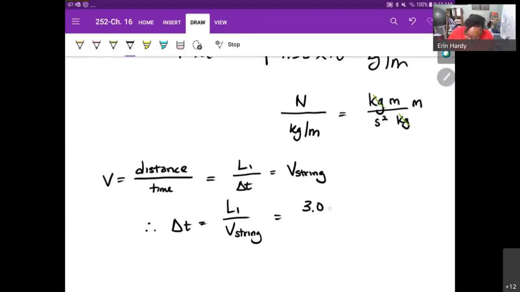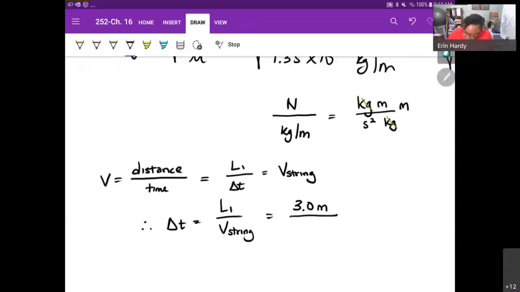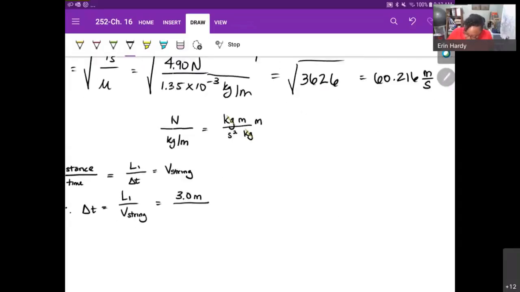L1 is only 3.0 meters. However, the entire string's mass is what we were given, so we had to consider the entire 3.7 meters to get the appropriate linear density. And let's bring this here. So we have in the denominator 60.216 meters per second. We have a distance divided by a speed. That's going to leave us with a time.